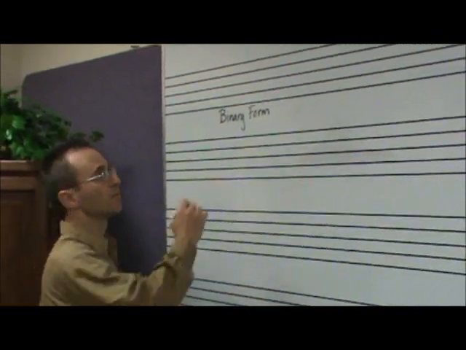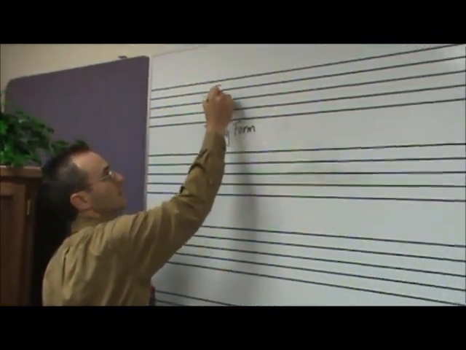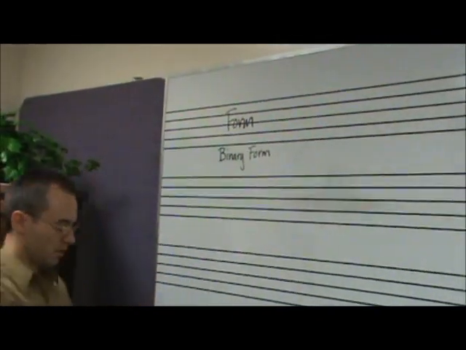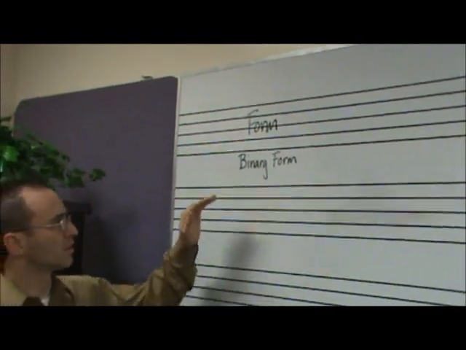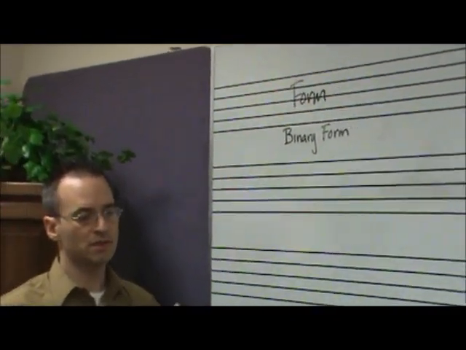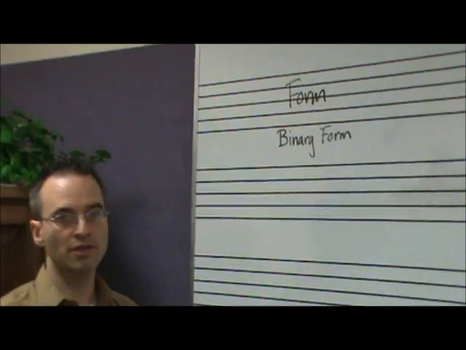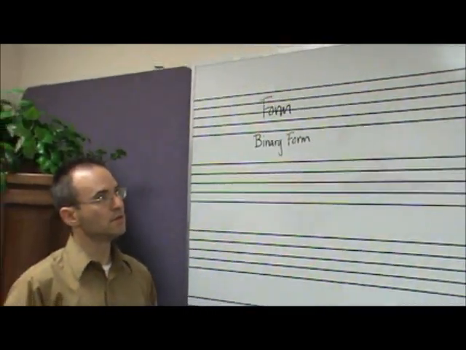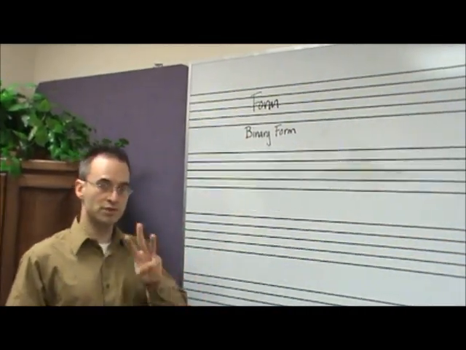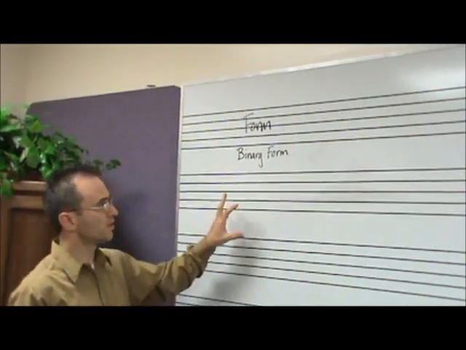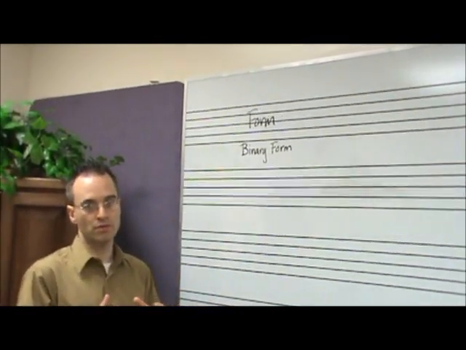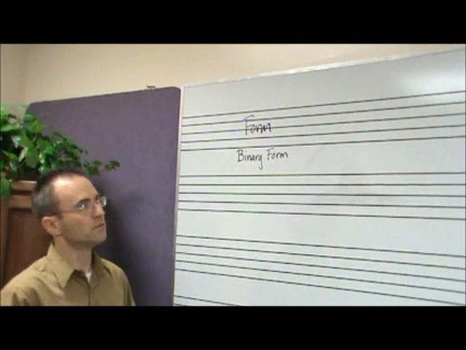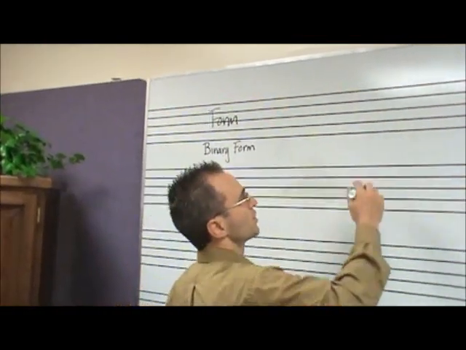We're going to get into this topic of form here. And to get into it, we're going to start with binary form. It's a basic building block for a lot of other things. You'll see that even ternary form, which is three-part, takes binary form and makes it a smaller unit within it. So just a little foreshadowing here.